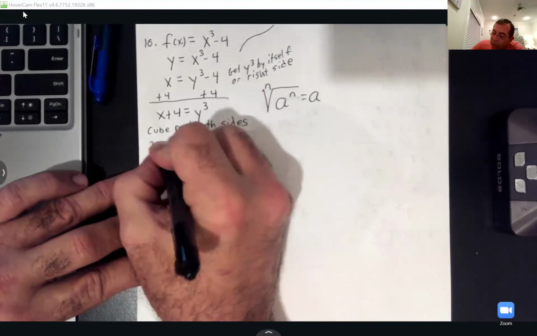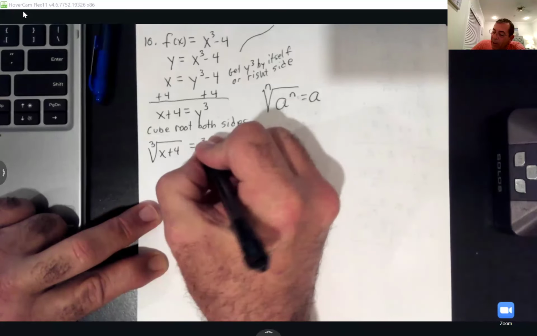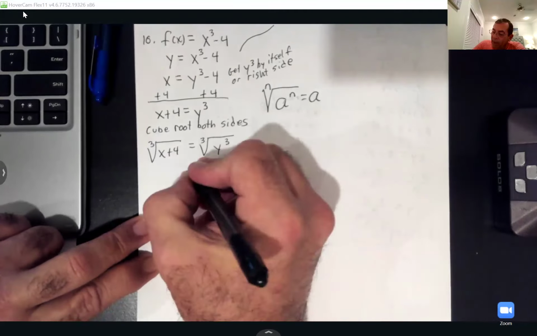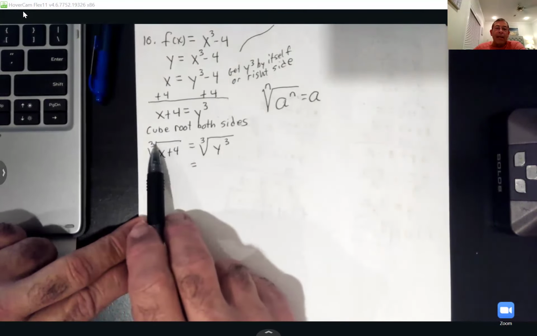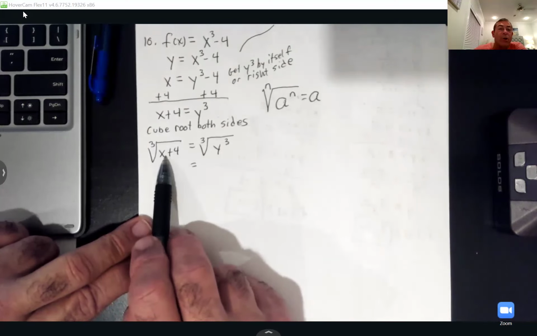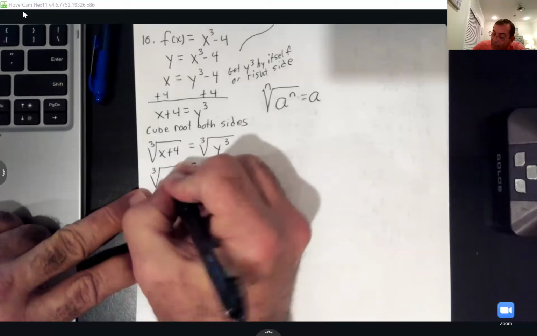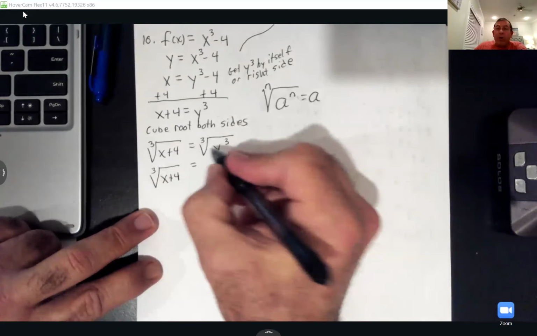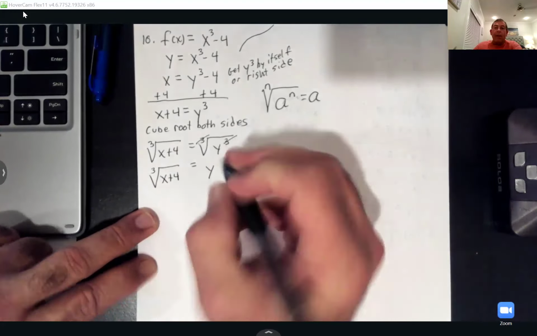So cube root of x plus 4 will equal a cube root of y to the third. Well, y'all, you can't do nothing to that. You can't take the cube root of something when you don't know what the x's are. So that side's going to stay the same. But look here, that cube root cancels with that exponent, leaving me a y.